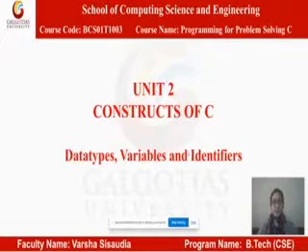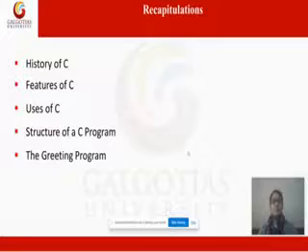Before we begin with today's class, let us have a brief recap of what was done in the previous lecture. We discussed the history of C, what the various features are that make C so popular, where all it is used, what the basic structure of a C program is, and then we did a Hello World program, which we called the greeting program, to print a Hello World message onto your output window. So that was just the basics.